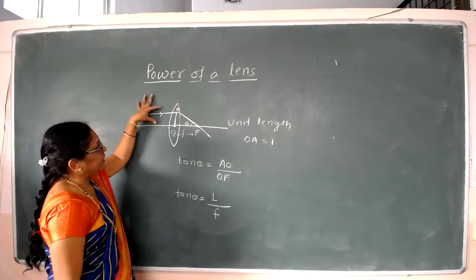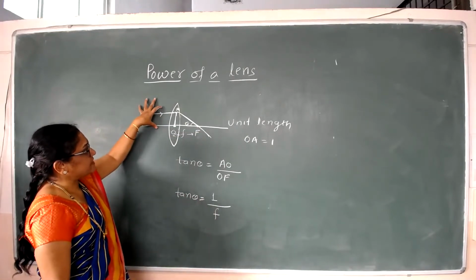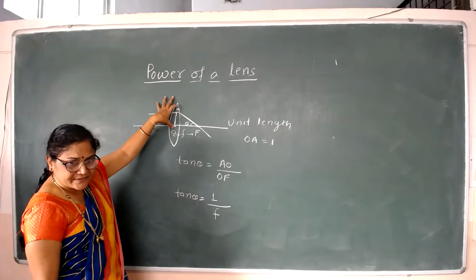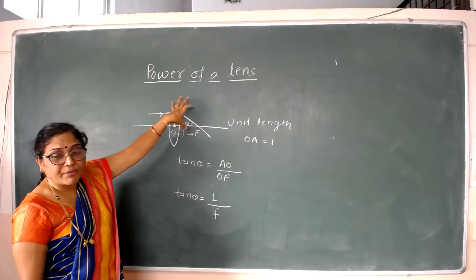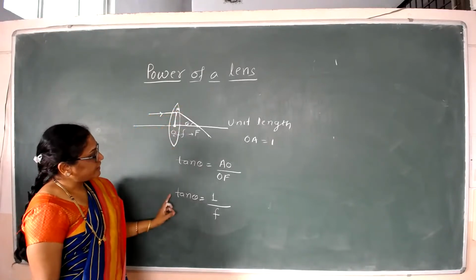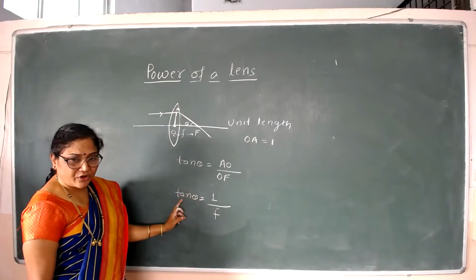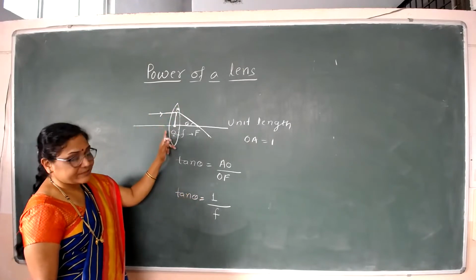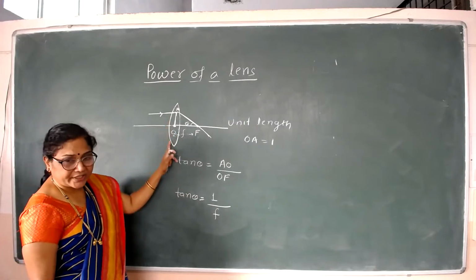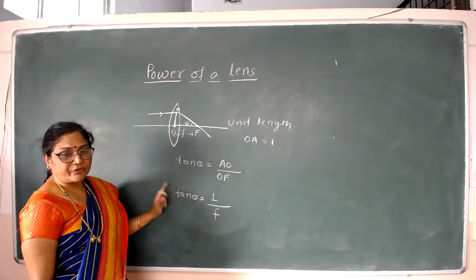So when the ray of light parallel to the principal axis is at a unit distance, that is known as the power of a lens. So here the tangent which is drawn parallel to the principal axis at a unit length is known as the power of a lens.